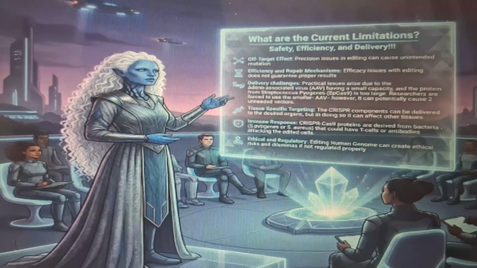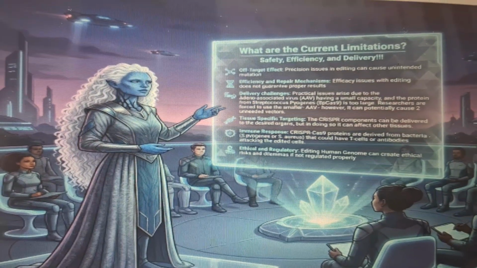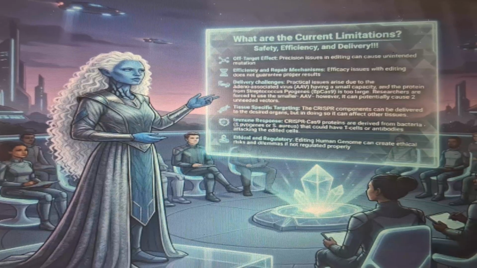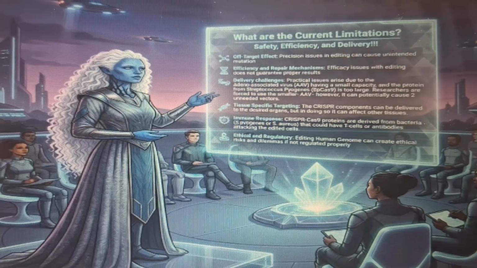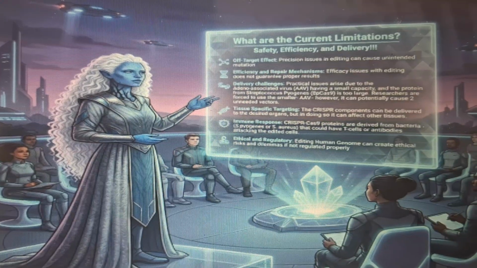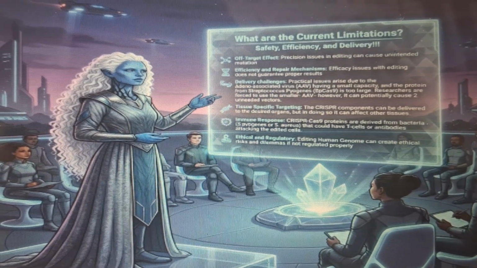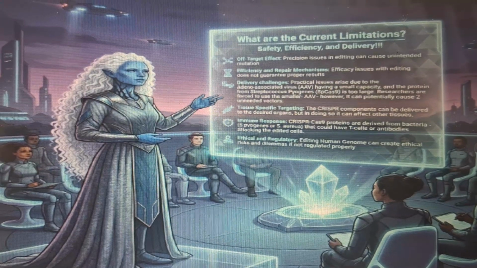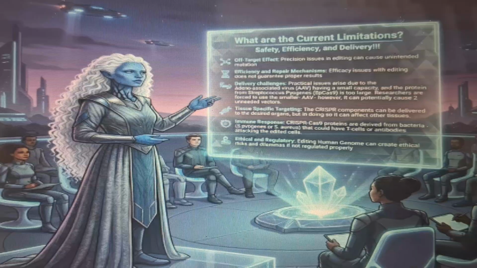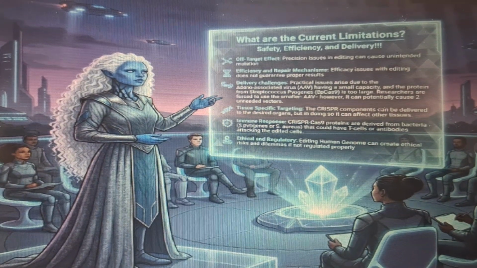Tissue-specific targeting. The CRISPR components can be delivered to the desired organs, but in doing so, it can affect their tissues. Immune response. CRISPR-Cas9 proteins are derived from bacteria, and T cells or antibodies can attack the edited cells. And last but not least, ethical and regulatory limitations. Editing human genomes can create ethical risks and dilemmas if not regulated properly.